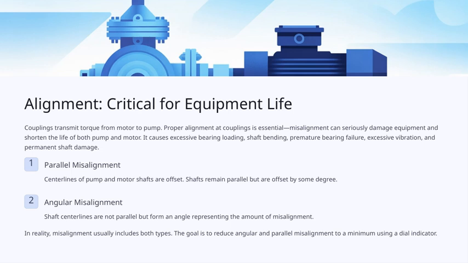Using tools like a dial indicator can help us measure and correct these issues, ensuring everything runs smoothly and lasts longer. So, proper alignment isn't just a maintenance step. It's a key factor in protecting your equipment and keeping your operations running reliably.